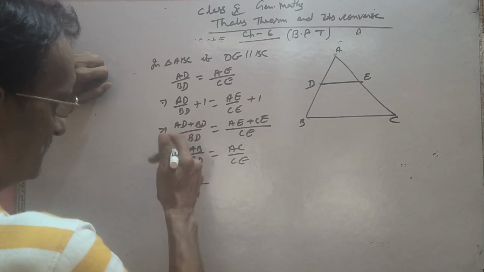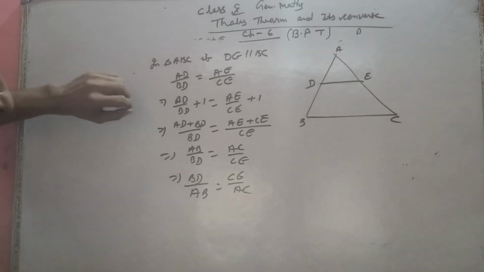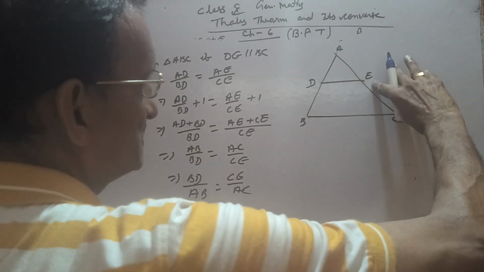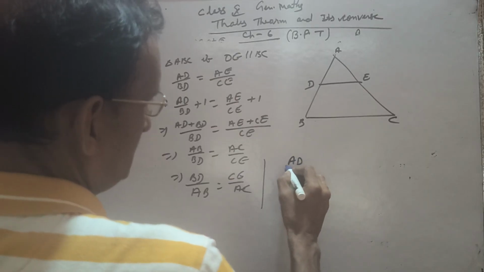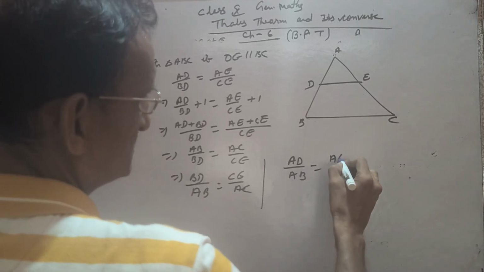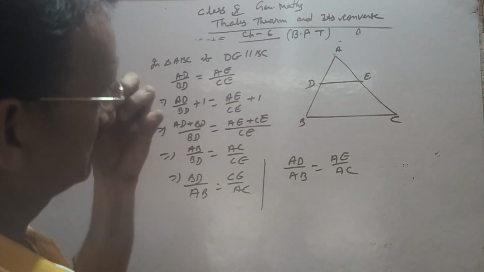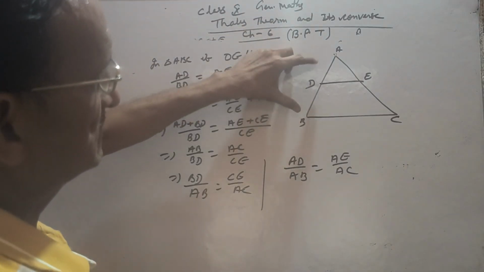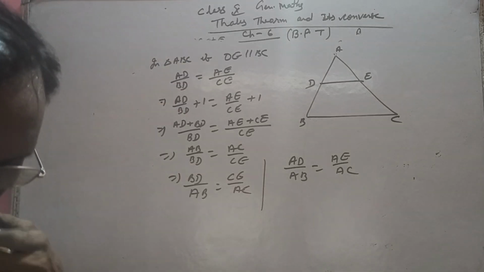So what you have got? BD by AB can be inverted, CE by AC. So if on the left side you take BD by AB, then on the right you take CE by AC. This way also we can use it. Or if you take AD by AB, then on the right side you must take AE by AC. It is not always that AD by BD equals AE by CE. It can be AD by AB equal to AE by AC also. It can be BD by AB equal to CE by AC also. So this way you can use it in the exercise.